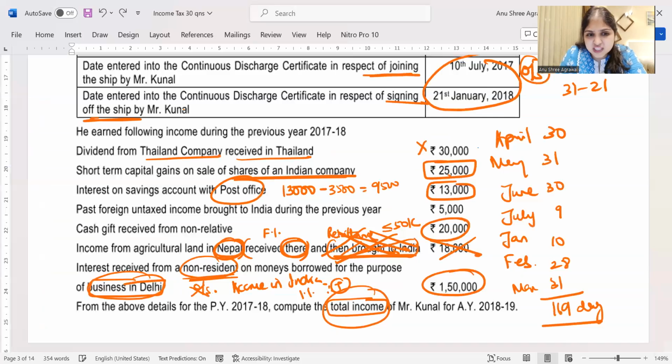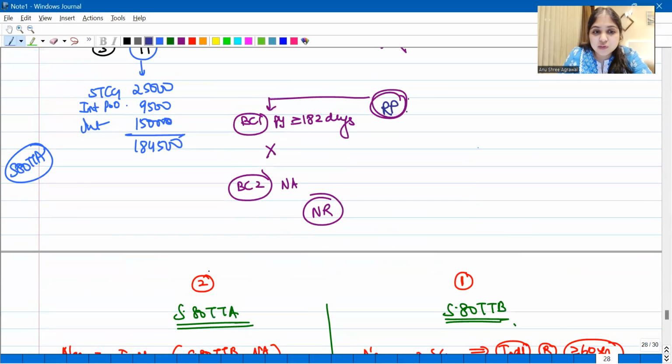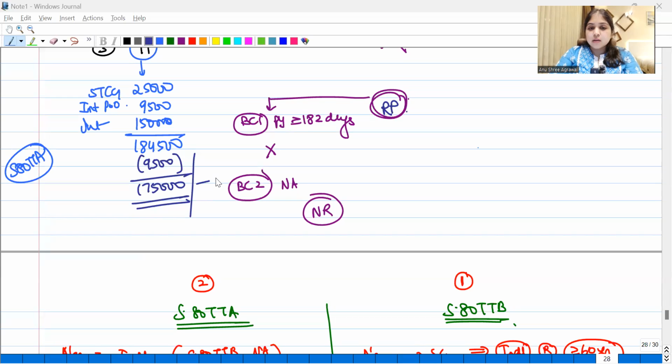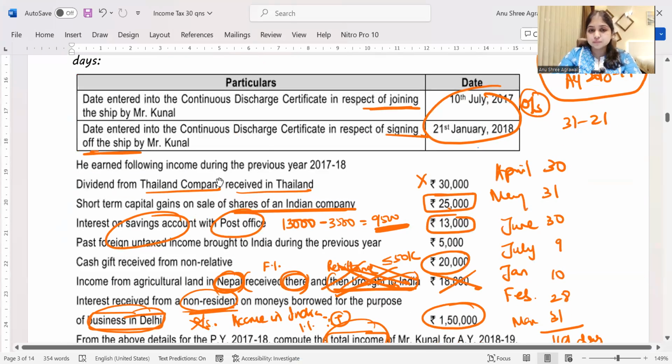It is from the post office. Is post office covered? Yes. Is savings account covered? Yes. How much interest? 9,500. Maximum deduction 10,000. So how much deduction will you give? You will give 9,500. So therefore, what is going to be our assessee's final total income? 1,75,000. This was question number 6.